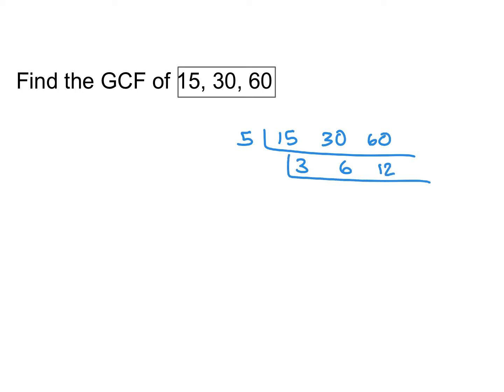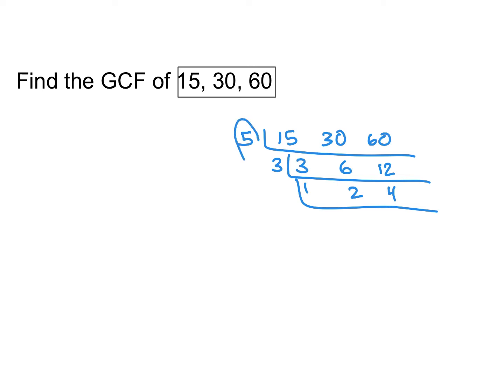Okay. Now when I'm looking, I see that I could divide them all by 3. So I'm going to divide by 3. I get 1, 2, and 4. And now I'm stuck, right? There's nothing that I can divide all of them by except for 1, which doesn't get us anywhere, so we're not going to do it.